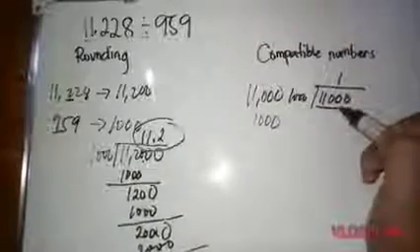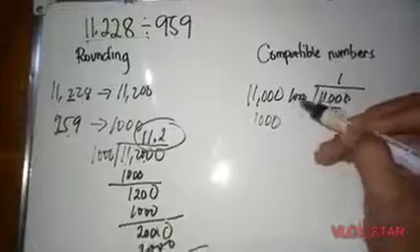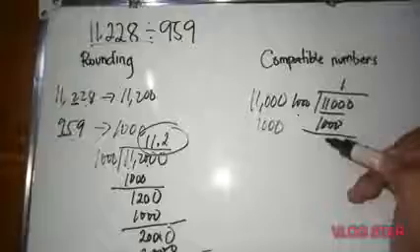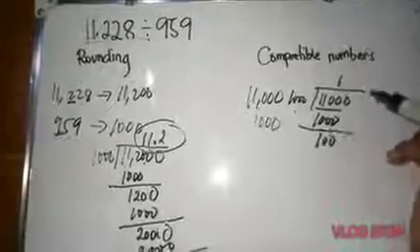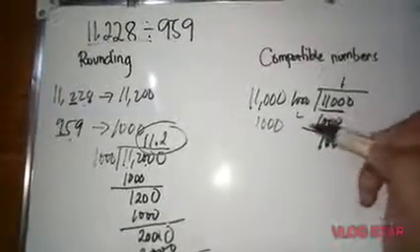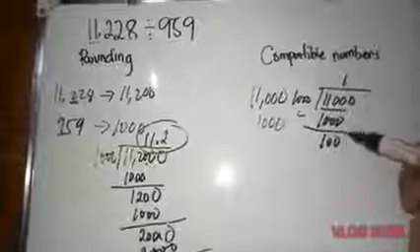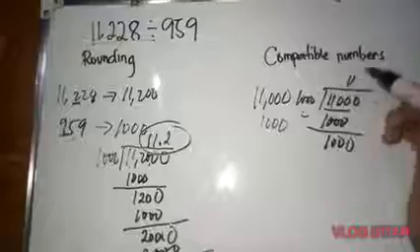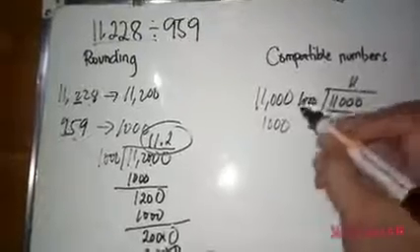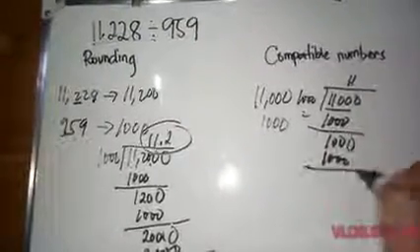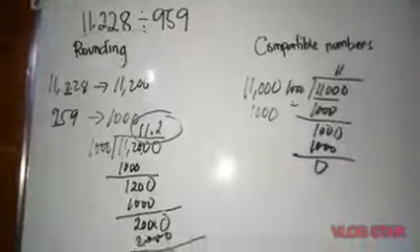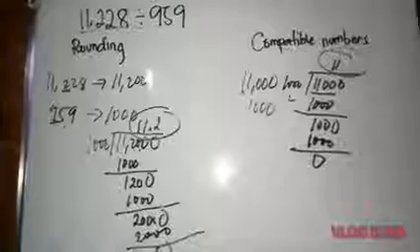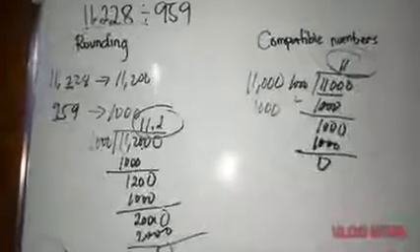1,100, considering the first 4 digits, divided by 1,000 is 1. 1 times 1,000 is 1,000. Then subtract, the answer is 100. 1,100 minus 1,000 is 100. Then bring down 0. 1,000 divided by 1,000 is 1. 1 times 1,000 is 1,000. So 0. So the estimated quotient is about 11.